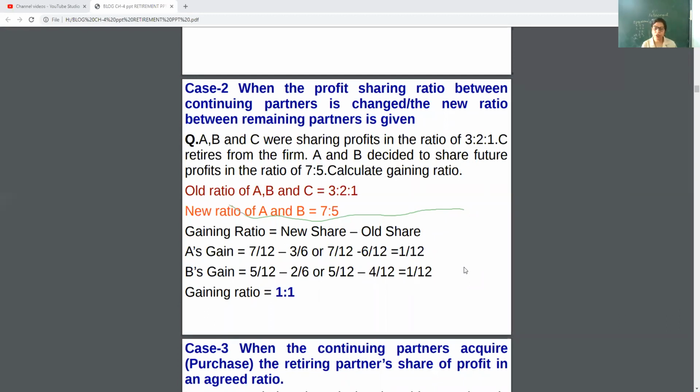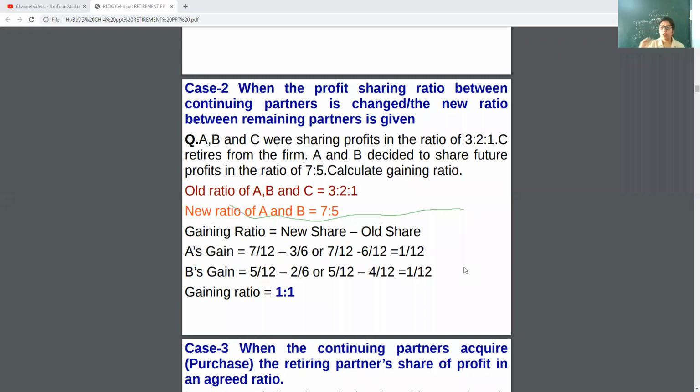See, gaining ratio again is new minus old. A's gain is equal to the new ratio 7/12 minus the old ratio 3/6. Same for B: the new ratio is 5/12 and the old ratio is 2/6, and the gaining ratio is 1:1. In this type of question, only the gaining ratio may be asked. The new ratio is already given, the old ratio is already given.